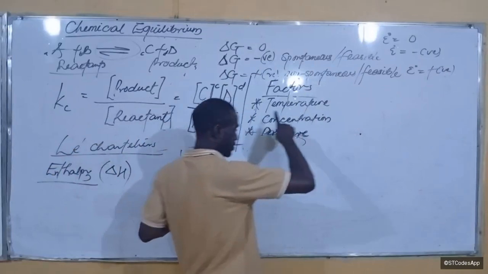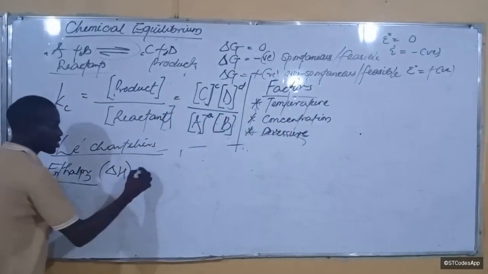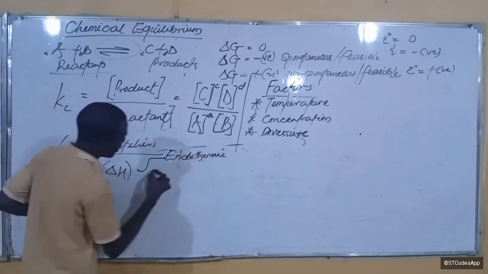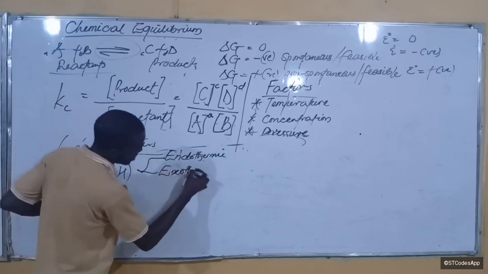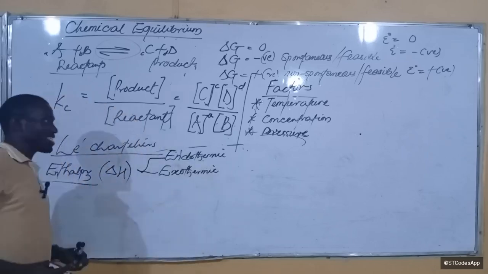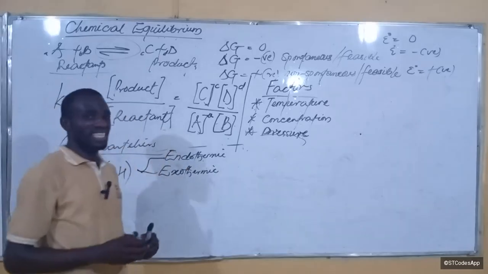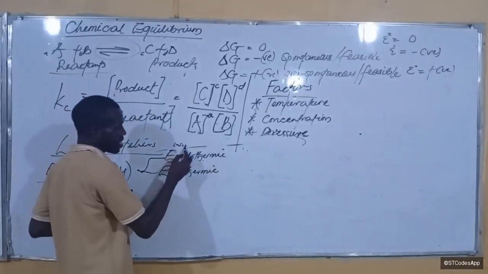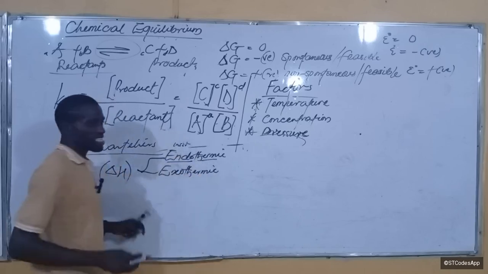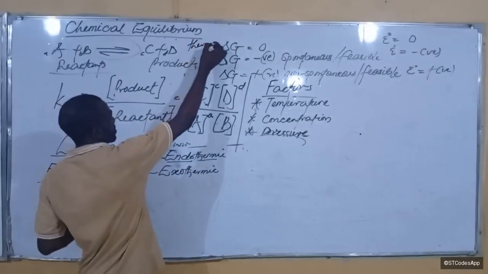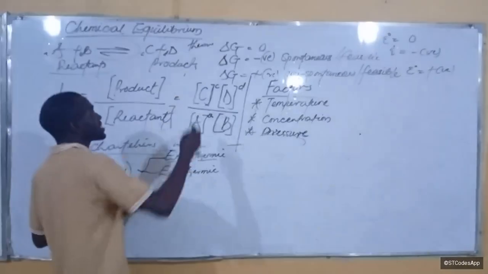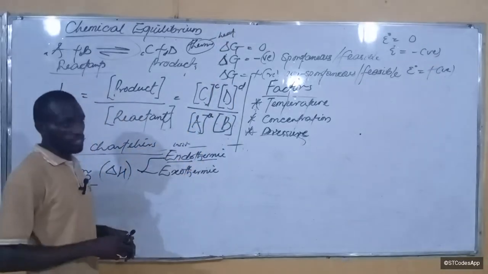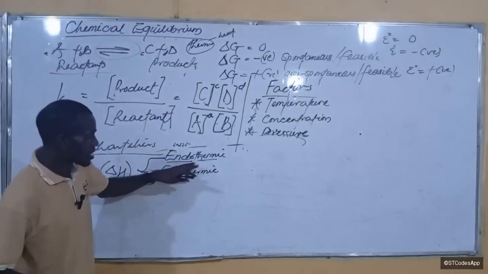I want to explain temperature now, listen. There are two types of reaction based on enthalpy change. We have the endothermic and we have the exothermic reactions. Now the endothermic: endo means inside, and therm means heat. The Latin will be, I think, thermos or something. So whenever you hear therm, it means heat.